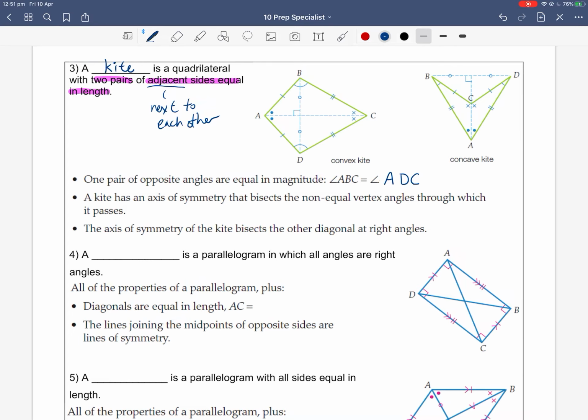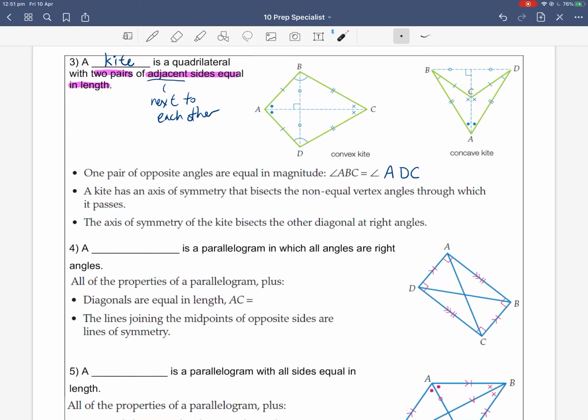So that's just the fancy way of saying if you fold the kite in half this way, then you will get the same shape, the line of symmetry down there. And that's because these angles are not the same. So folding in half, you get a symmetrical shape. The axis of symmetry of the kite bisects the other diagonal at right angles.